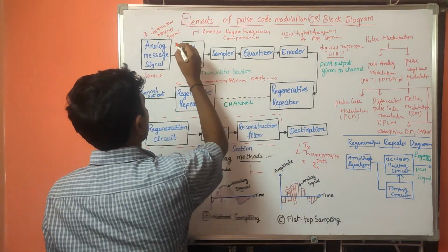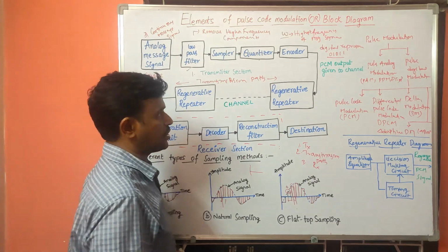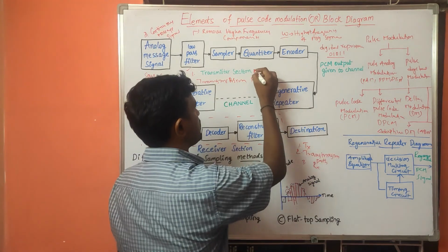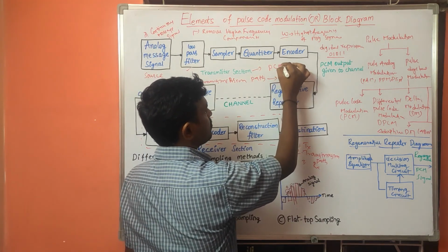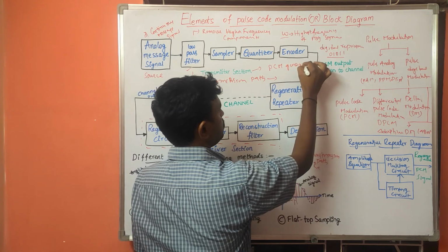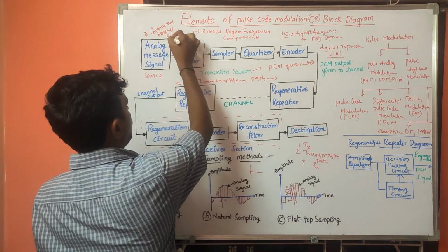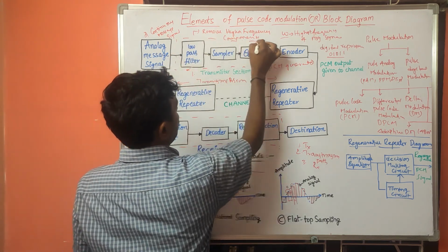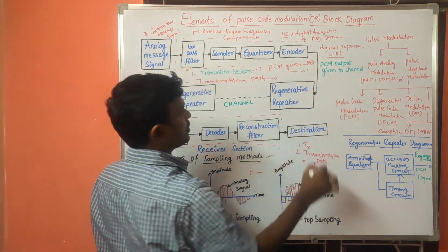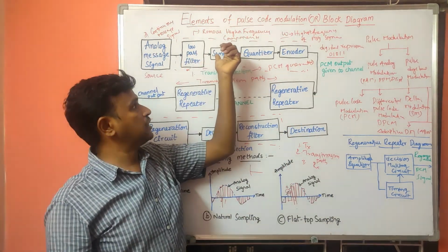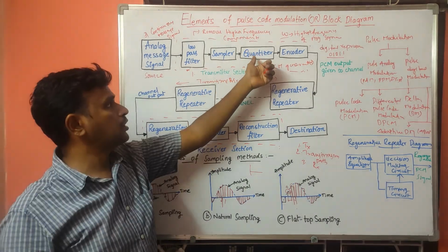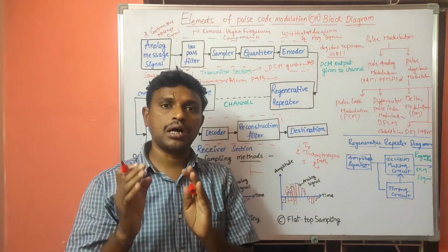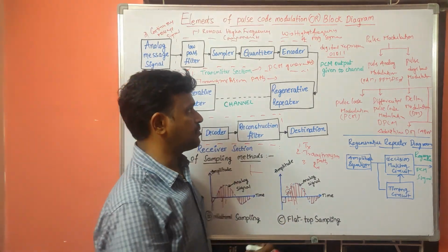So this block is also called the transmitter section. We also call it the PCM generator. So this transmitter section is nothing but the PCM generator. From this point to this point, we are converting analog to digital. The analog to digital conversion is done by the low pass filter, sampler, quantizer and encoder. And the output of the encoder is nothing but the pulse code modulation data, the PCM signal.